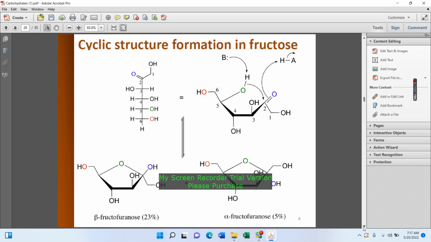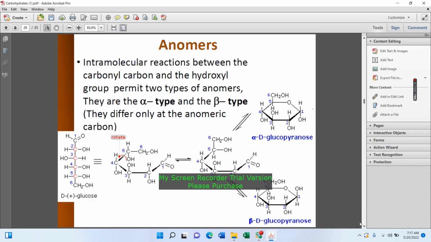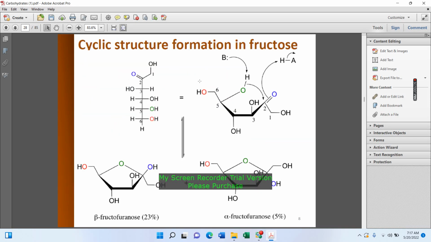Okay, cyclic structure formation in fructose. So now let's check what happens in fructose. Instead of the aldehyde, it was a ketose group here. Now there's a carbon here, the chiral carbon. No, it's this carbon. No, not that carbon, right? So when we take this, let's find out its chiral carbon.